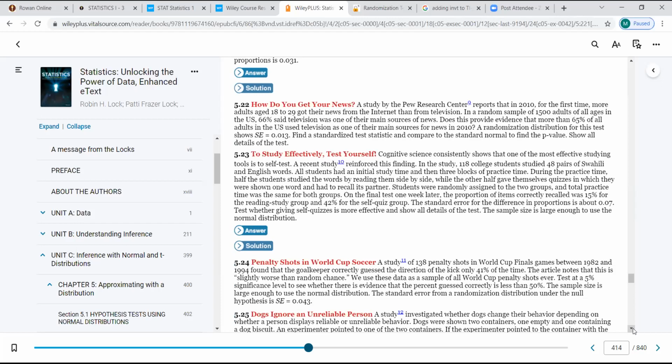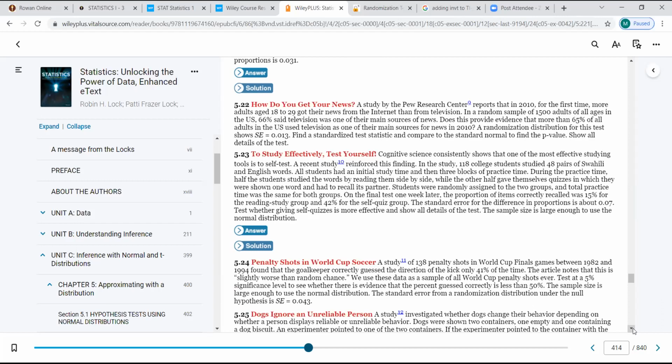All students had an initial study time and then 3 blocks of practice time. During the practice time, half the students studied the words by reading them side by side, while the other half gave themselves quizzes in which they were shown one word and had to recall its partner. So students were randomly assigned to 2 groups, and total practice time was the same for both groups. The other half gave themselves quizzes. So that's the self-testing group.